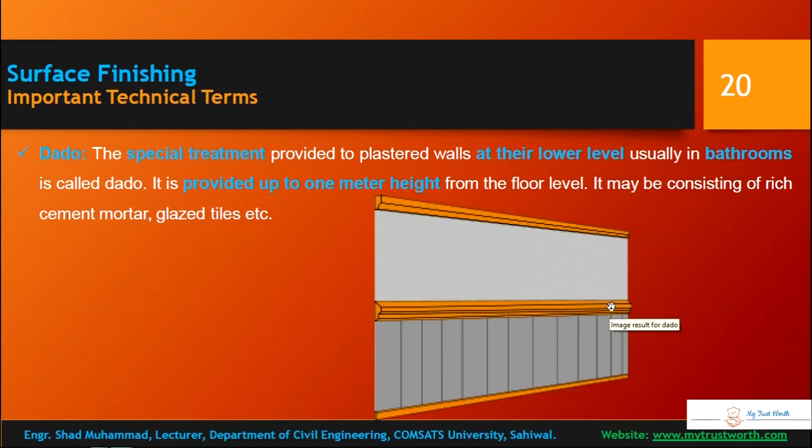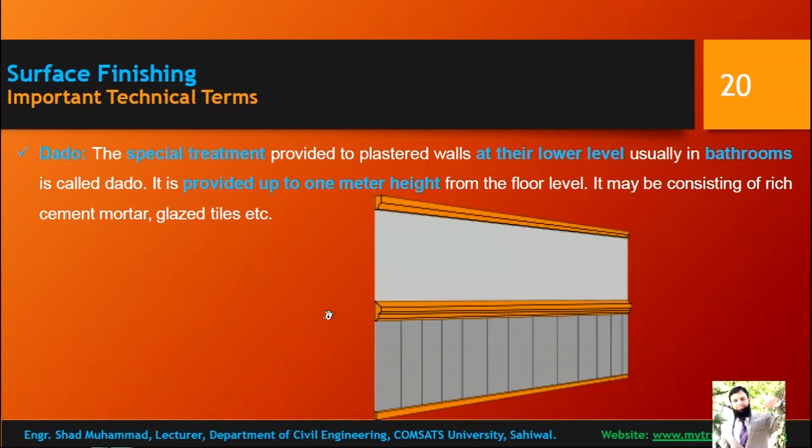It means up to 1 foot or 2 feet height from the bottom of your wall. In bathrooms there is a special treated wall or tiled wall, or you can say that rich cement mortar is placed so that the phenomenon of dampness does not occur. Just to prevent dampness, these are applied, and also for aesthetic and beauty purposes.